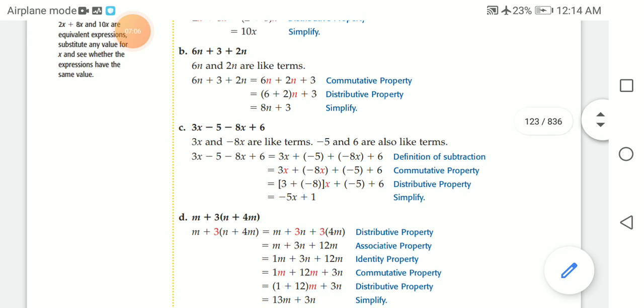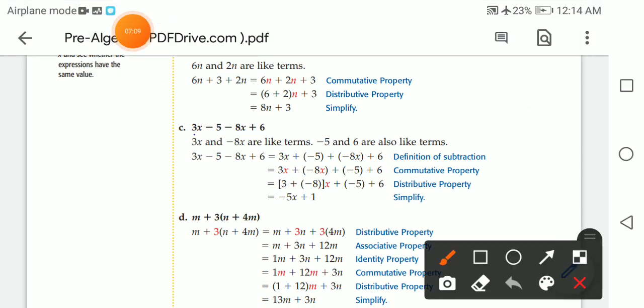And another one here I have 3x minus 5 minus 8x plus 6. It's easy now. Yes, it's easy. 3x and negative 8x are like terms, the ones with x. Negative 5 and 6 are also like terms, and I know that they are constants. So I have here 3x plus negative 5. Here, what did I do? Subtraction. Definition of subtraction. And here then 3x plus negative 5 plus negative 8x plus 6.